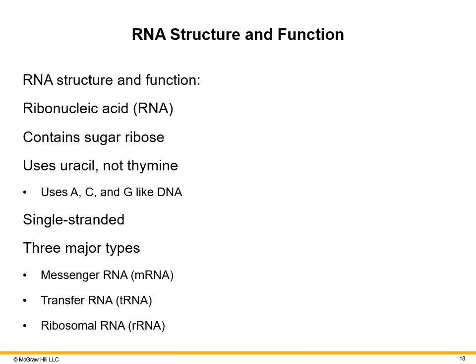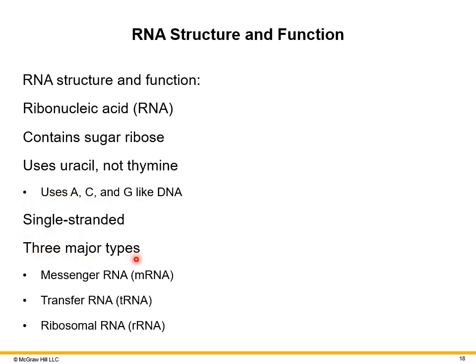Now let's take a look at RNA structure and function. RNA is called ribonucleic acid. And as we saw earlier, RNA contains the sugar ribose instead of the sugar deoxyribose, which is contained in DNA. Also, RNA is not going to include a thymine base. RNA includes a uracil base instead. And also RNA is single-stranded, not double-stranded like DNA.